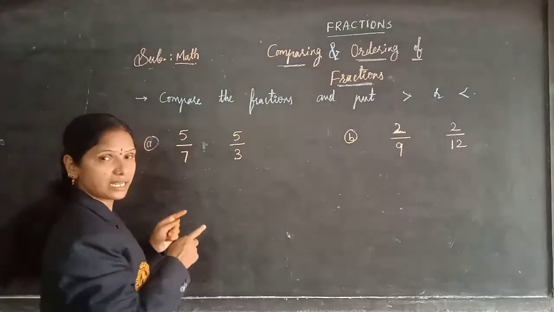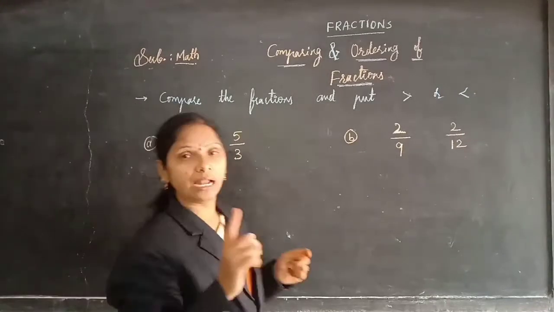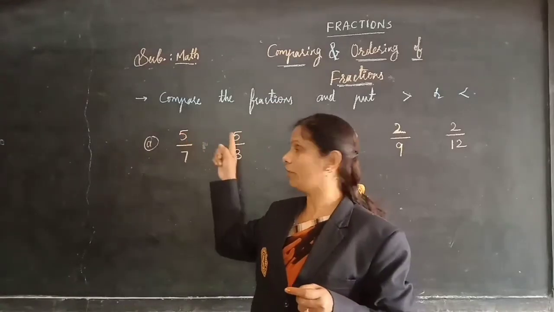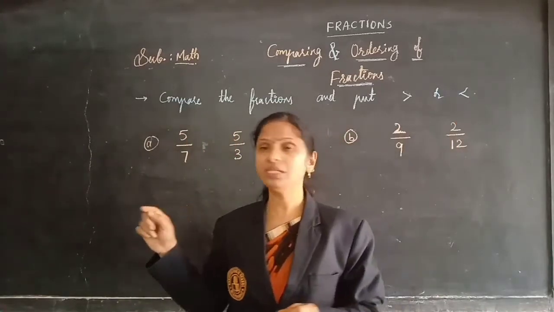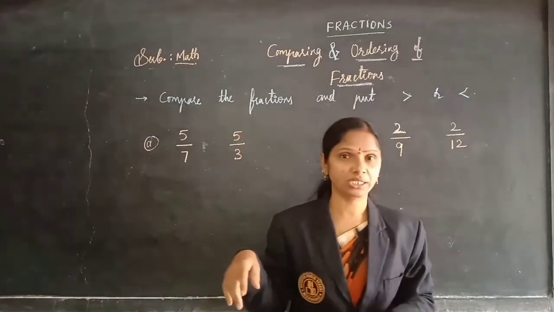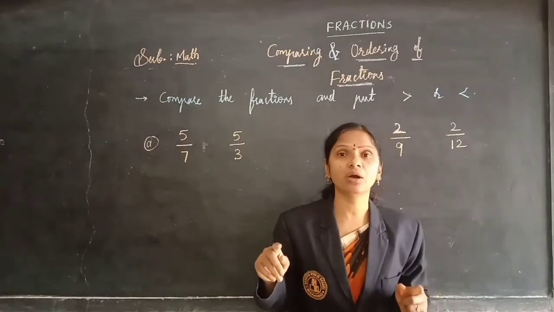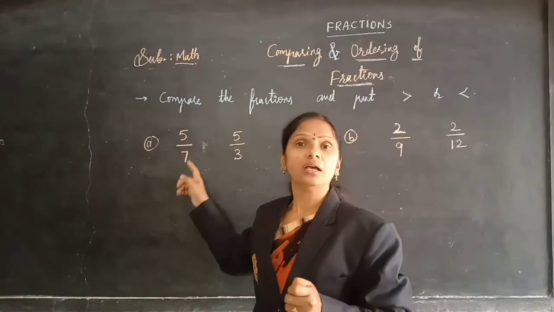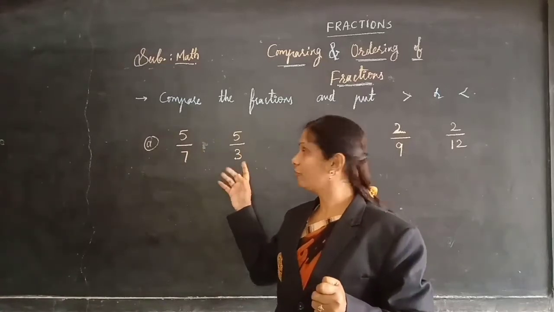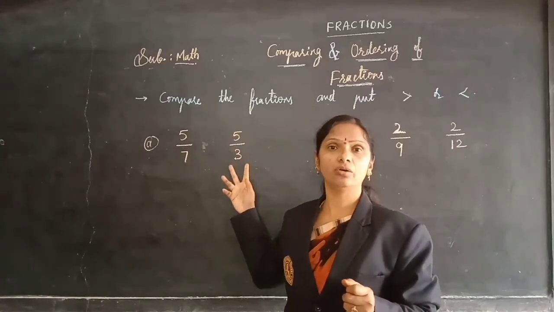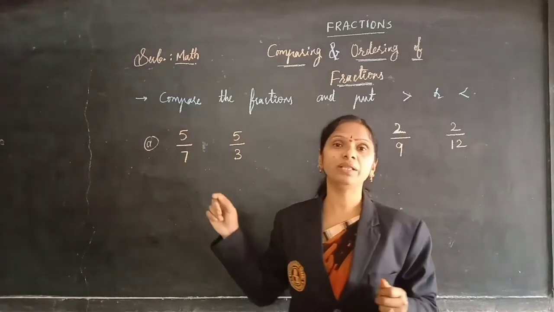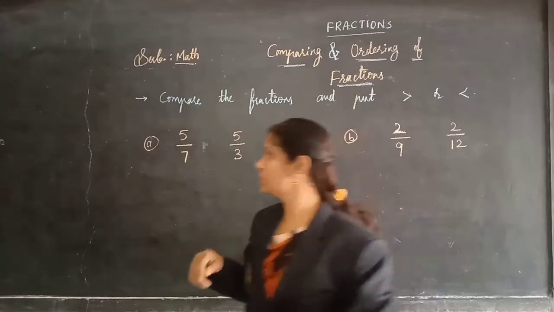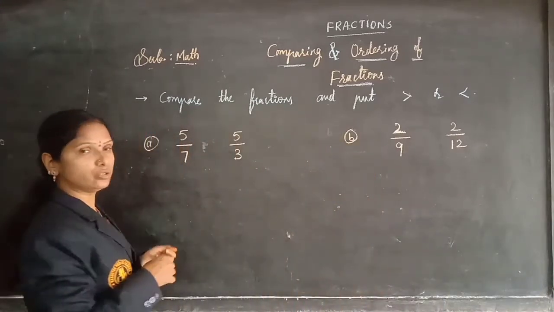See here, once again I am repeating, children. When unlike fractions have the same numerators, you should compare the denominators, children. And how to compare the denominators? With the smaller denominator, the fraction value will be the bigger. If the denominator is bigger, the fraction value will be the smaller, children. It means we need to take it the opposite way here.